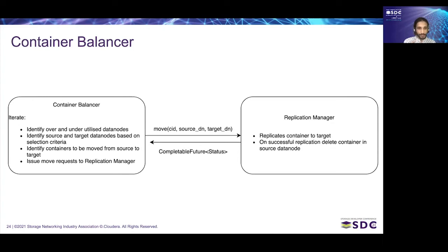And then once it has decided the source and target data nodes and the containers which need to be moved, it will issue a move request to replication manager. This move request contains a container ID, the source data node, and the target data node. And in return, replication manager returns a completable future, which balancer can refer to for knowing the status of the move. So move was a new API which was added for balancer.